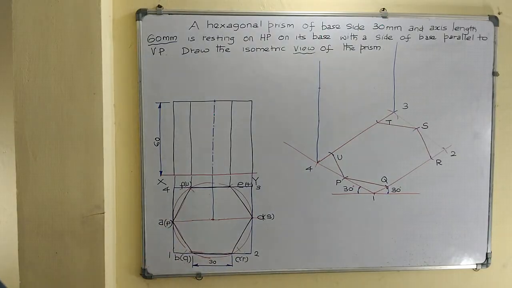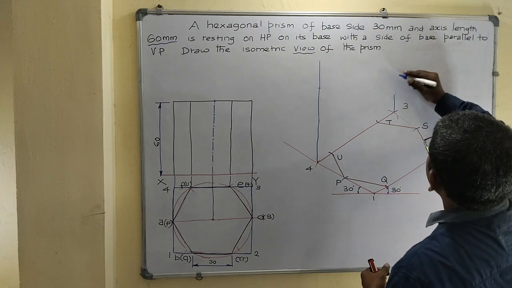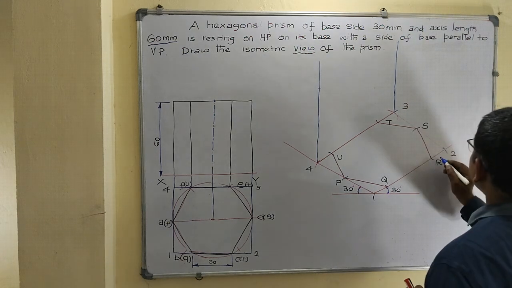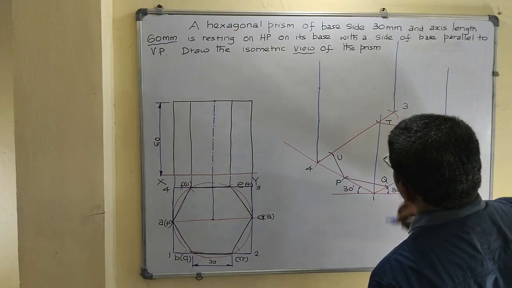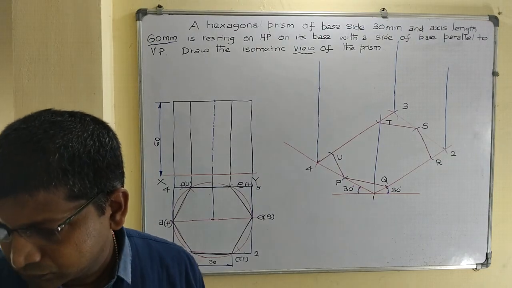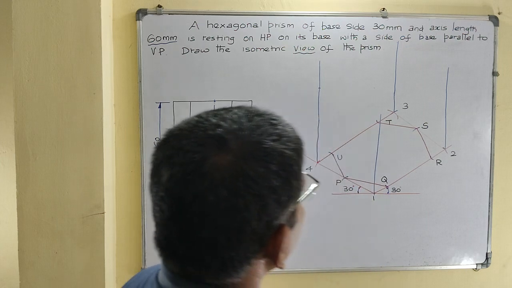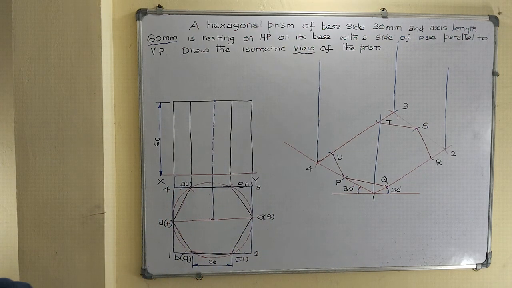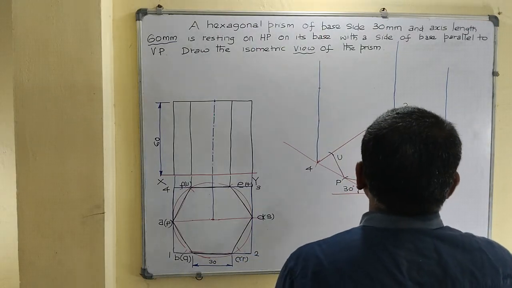It should be a straight line, a perpendicular line. Draw a perpendicular line from each point. The length of the line equals 60 mm.